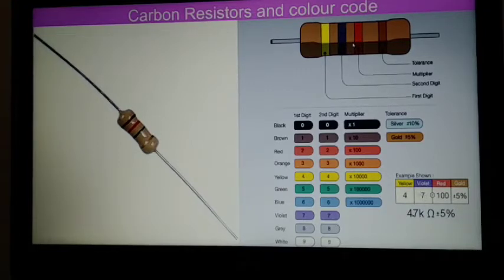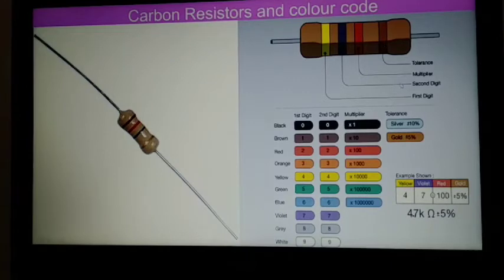The third one is red, and it is expressed as a multiplier. That means 10 to the power 2, and 10 to the power 2 means 100. So red's number is 2, and it is expressed as 10 to the power 2. That means multiplied by 100. That is the multiplier. So 47 into 100. Are you getting me? 47 into 100.